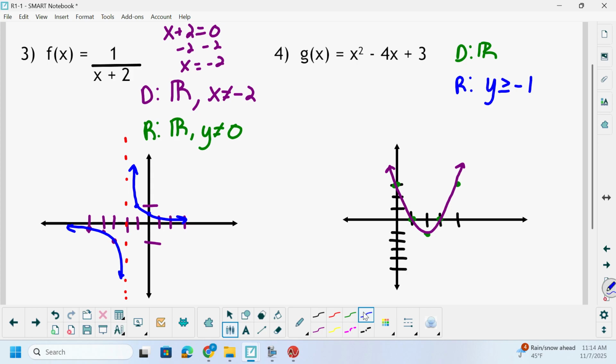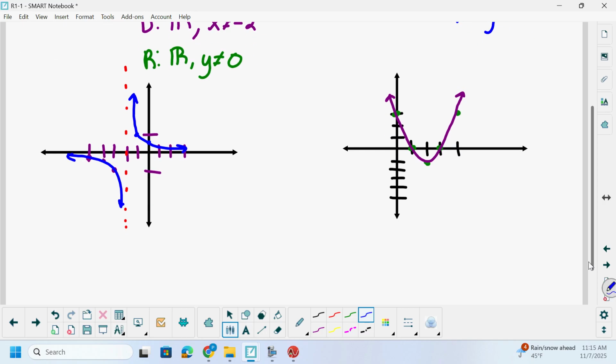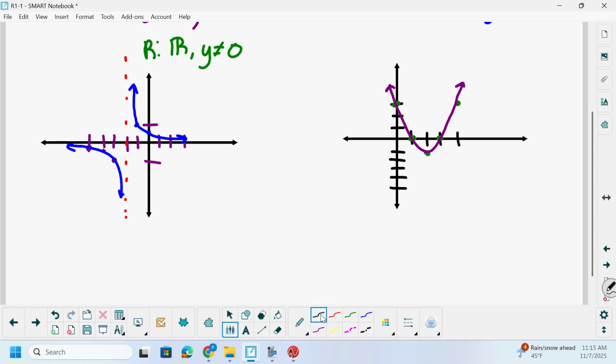So on questions 3 and 4 of the homework, you're going to be doing something like this. Make sure to tell your domain and your range, and you've got to plot actual points. You can't just do a rough sketch. So just a little summary.